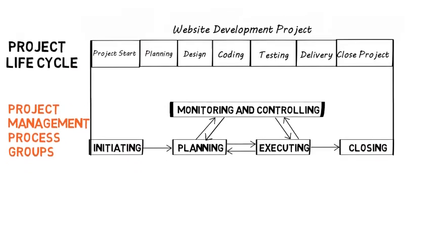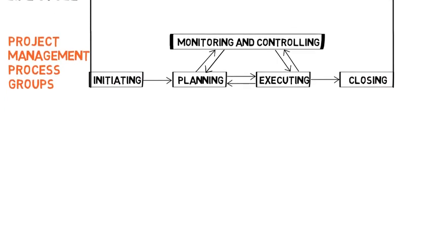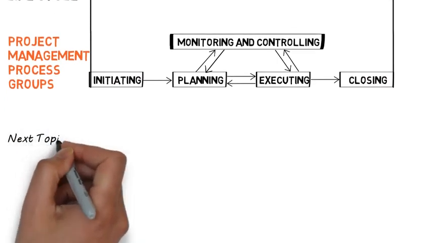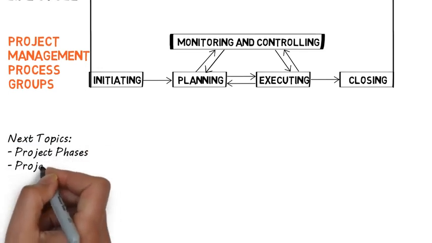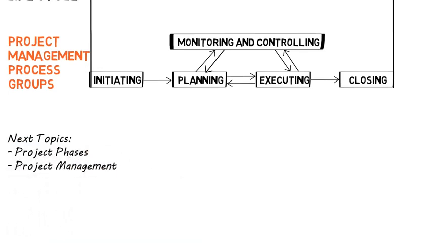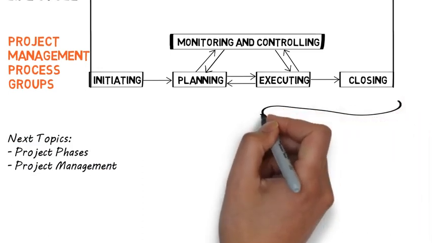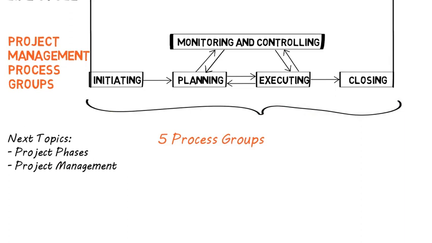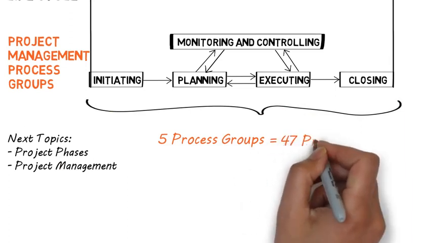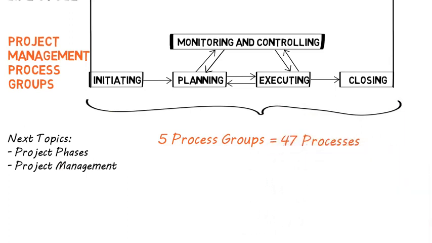This brief introduction to process groups was to really set context for discussing the next topics on project phases and project management. We will be having a detailed discussion on these process groups in subsequent chapters. Please note, most of the questions in the exam will be on these 47 processes and their interactions. We will elaborate each process one by one throughout this training course.